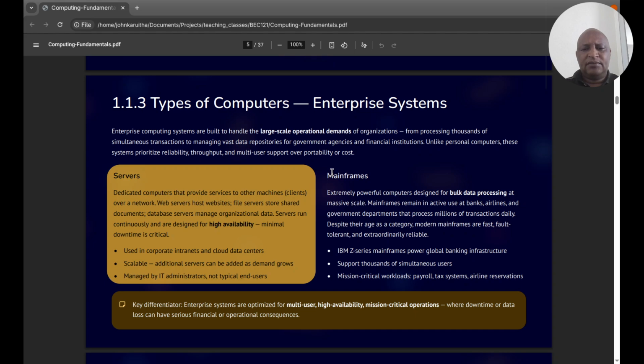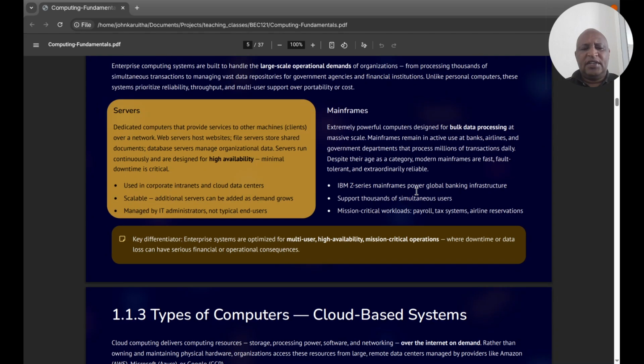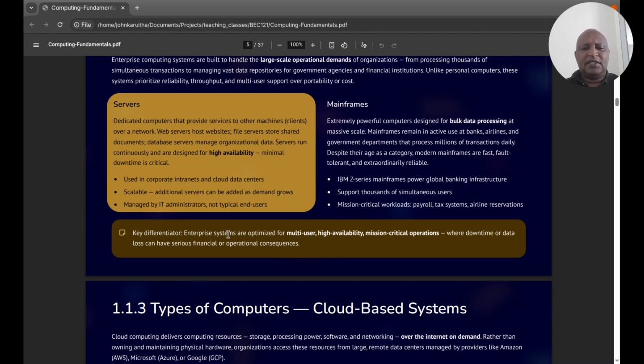We have mainframes. These are extremely powerful computers designed for bulk data processing at massive scale. So data processing at massive scales. For example, if you look at organizations like Google, NASA, and so on, the ones that have a lot of information they need to process at a go. So they use what we call mainframes. So the key differentiator is that enterprise systems are optimized for multi-user, high availability, and mission-critical operations.